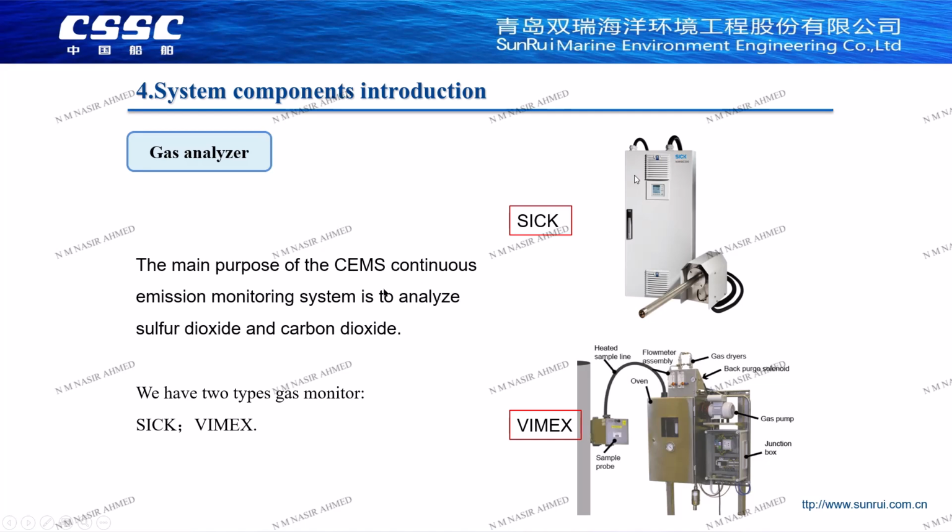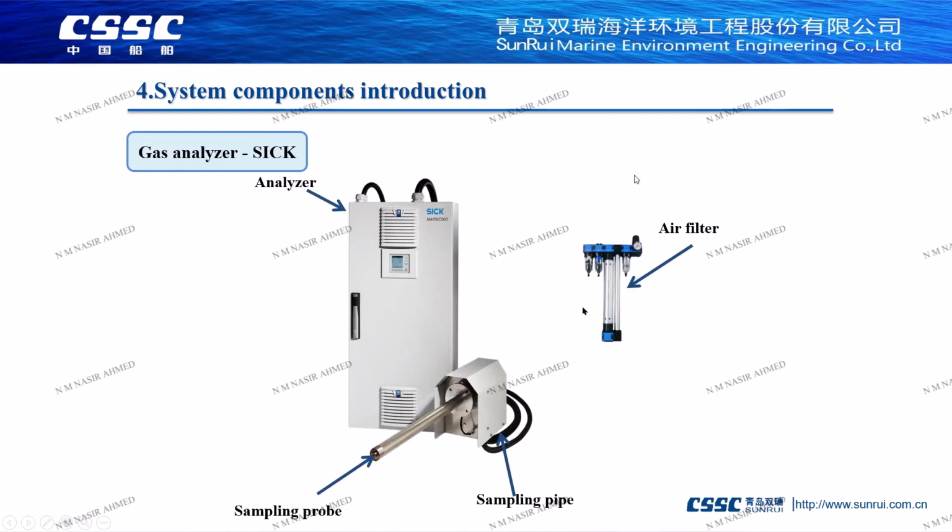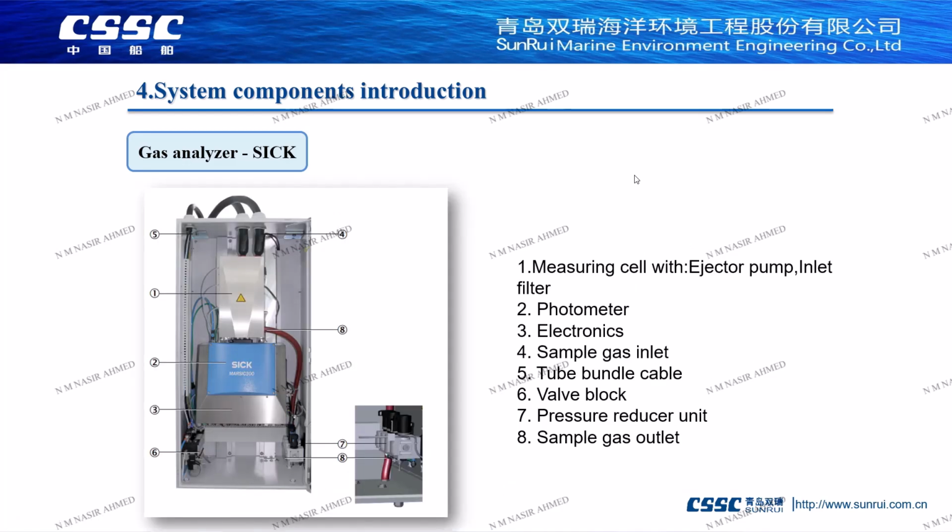Smoke analysis, also known as CEMS, stands for Continuous Emission Monitoring System. We measure our emissions of sulfur dioxide and carbon dioxide. First, we introduce the SIC type of flue gas analyzer. It mainly includes an analysis cabinet and a sampling probe. The sampling line also has a filter unit for compressed air.